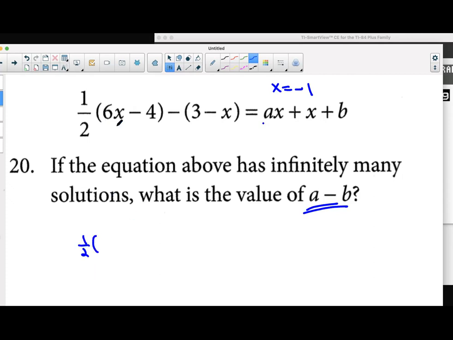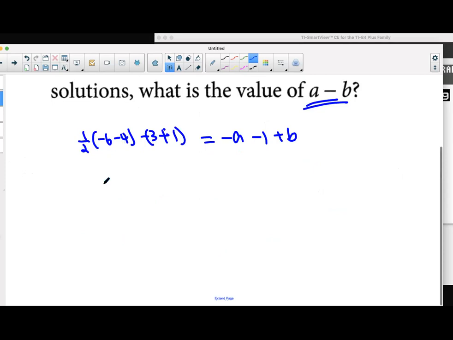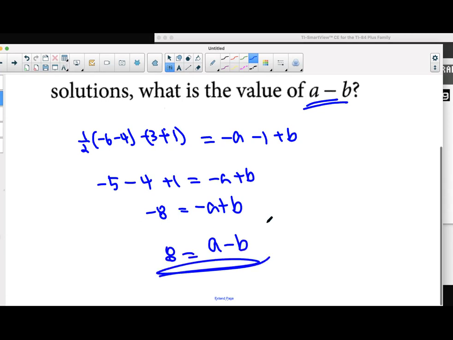So I get 1/2, and then that becomes -6 minus 4 minus 3 plus 1, right? And then is equal to -a minus 1 plus b. So let me calculate all of them here. What do I get? This one is -5, right? And then this one is -4. And I'm going to bring this one over to the other side. Plus 1 is equal to -a plus b. Then I get -8 is equal to -a plus b. Then what am I looking for, guys? a minus b. Oh, that's the negation of that one. I get 8 as the answer as well.